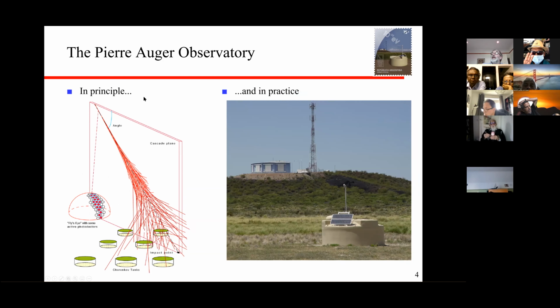Well, in principle, it works as shown in the diagram on the left here. So one of these cosmic rays that we've been talking about comes in, hits the atmosphere, and it interacts with the oxygen and nitrogen nuclei in the atmosphere, producing a shower of particles. These cause the nitrogen and oxygen atoms in the atmosphere to fluoresce.